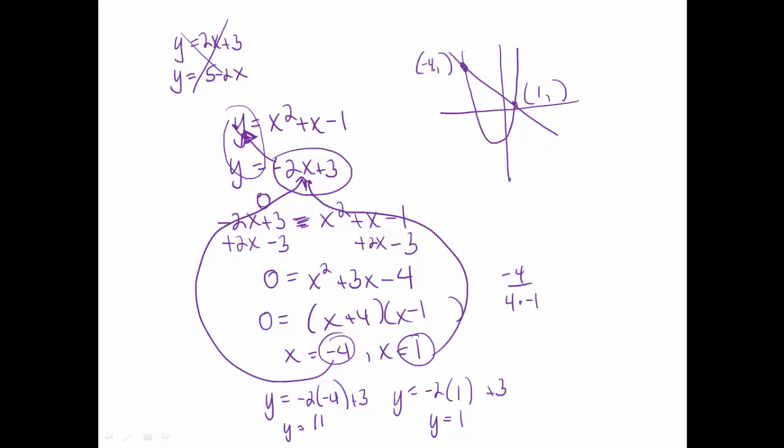So when x is negative 4, the y value was 11. And when x equaled 1, the y value was 1. So we just found the points of intersection of a non-linear system.